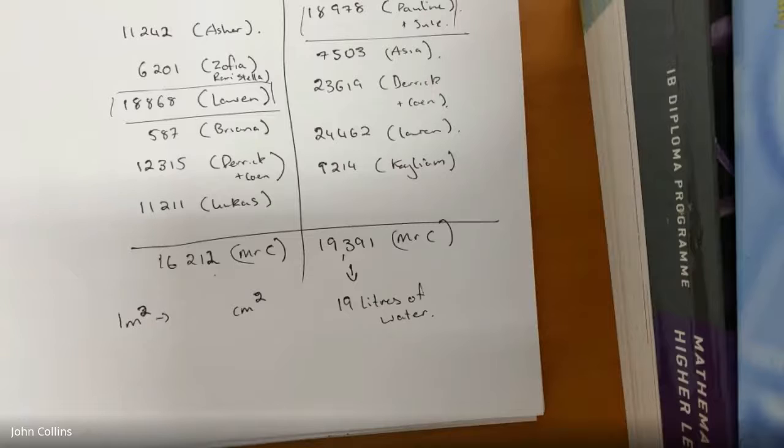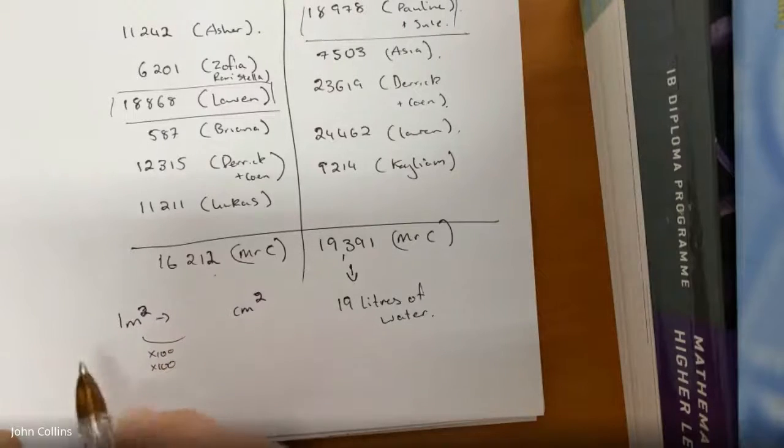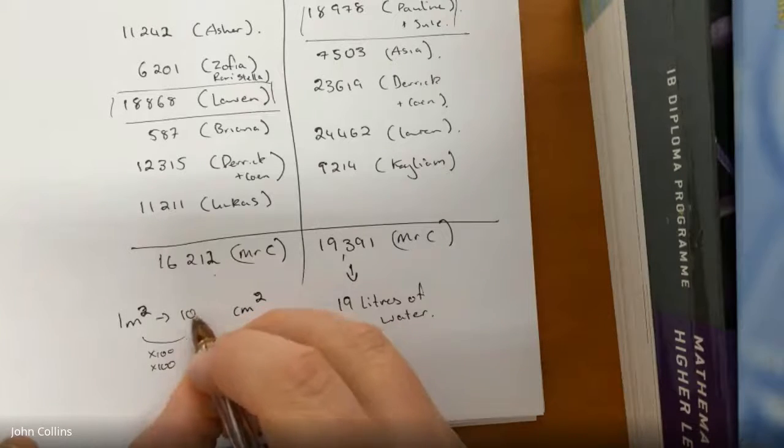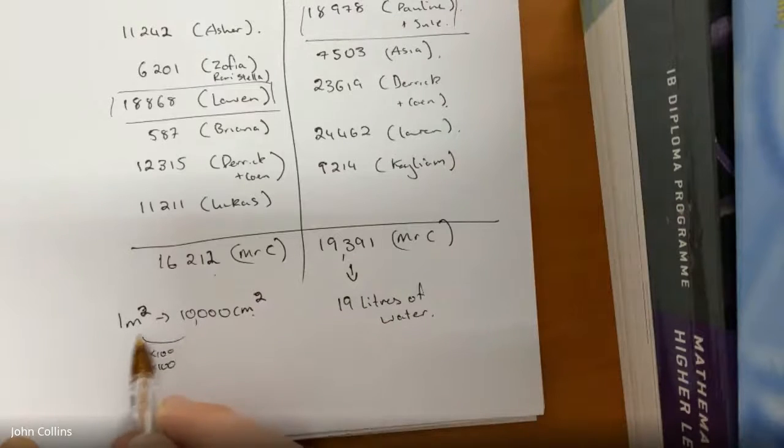So you might need to look at your notes. If you have your notes, you should have a conversion between centimeter squared and meter squared. You need to do something twice. So to get from here to here, you multiply by 100 twice. What's 100 times 100? It is 10,000. So 10,000 centimeters squared is 1 meter squared. So remember, 1 meter squared is about half the size of one of the whiteboards in my room.